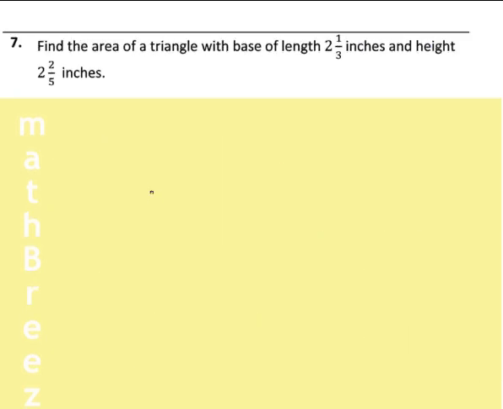Number 7 asks to find, again, area, but this time of a triangle, with base 2 1/3 inches and height 2 2/5 inches. So let's look at the formula for the area of a triangle. So here we have a triangle. Here's the base. I'll call that B for base.